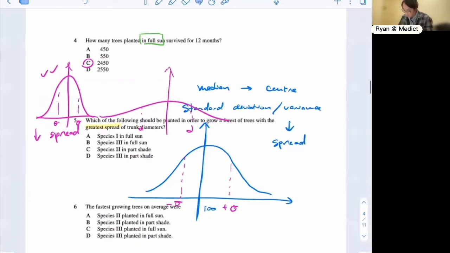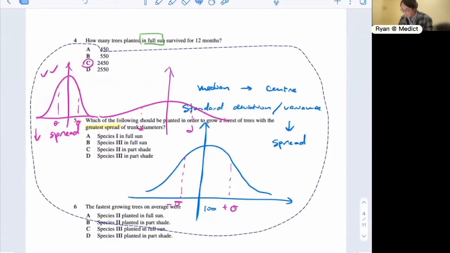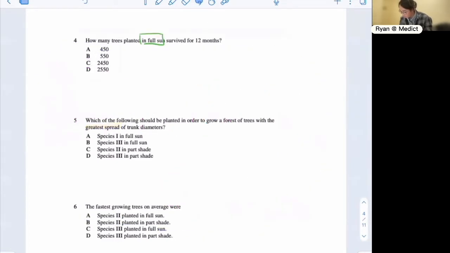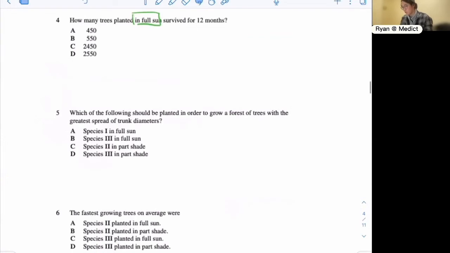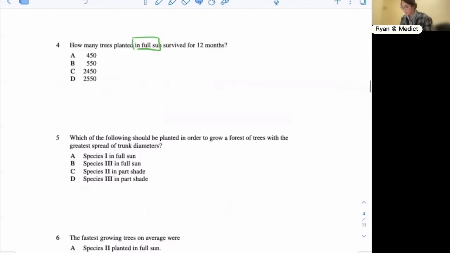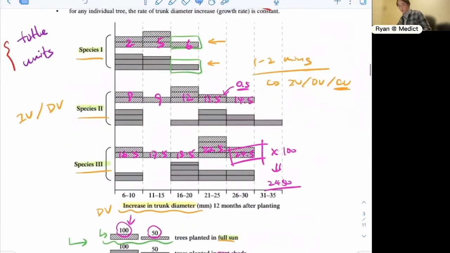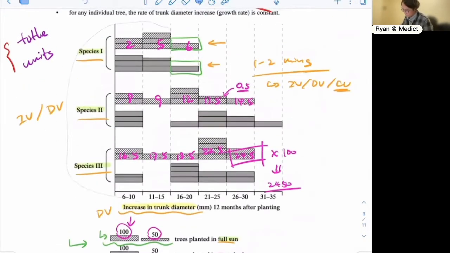And basically, it's asking us, okay, which of the following should be planted to ensure the greatest spread? So that means it's basically telling us that we will have the greatest variation of trunk diameter, right? So if we refer back to this graph over here, let's just delete everything.